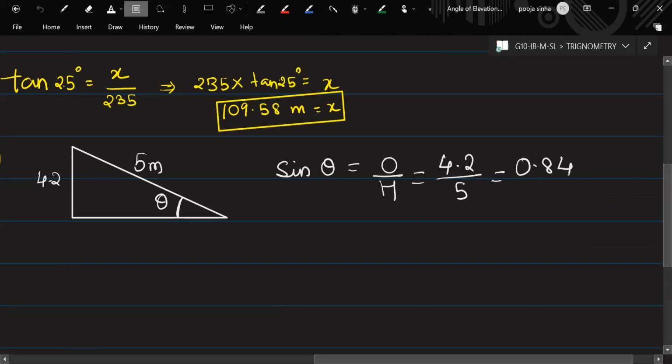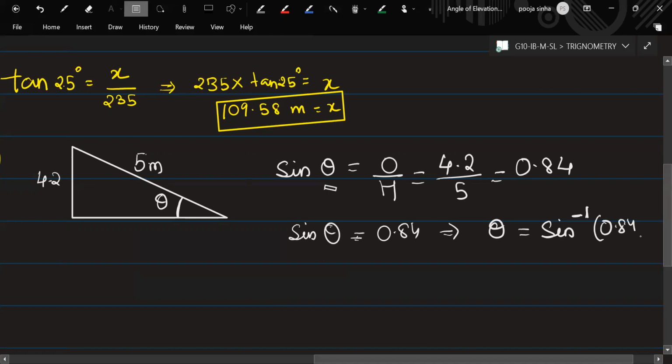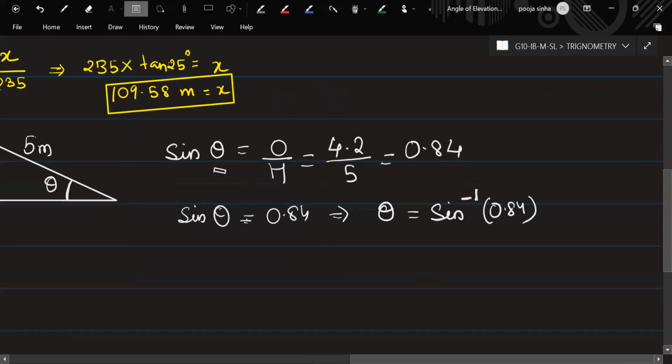Now, what are we supposed to find? We had to find theta. So to find theta, what do we do? Sine theta we got as 0.84. To find theta, we keep theta here and take sine on the other side. So it becomes sine inverse 0.84. Did you get this?